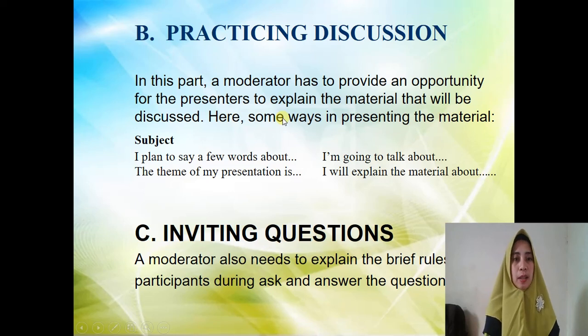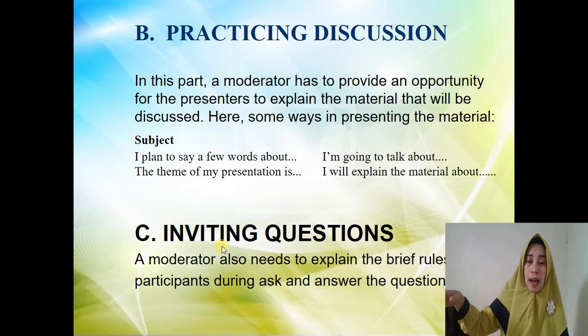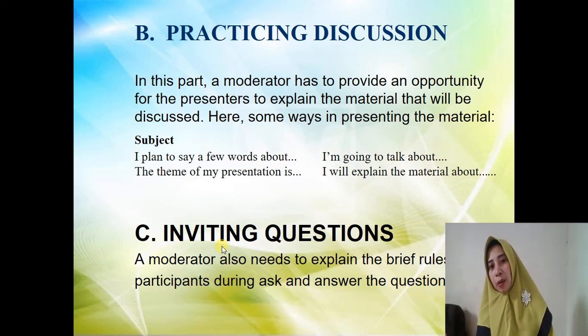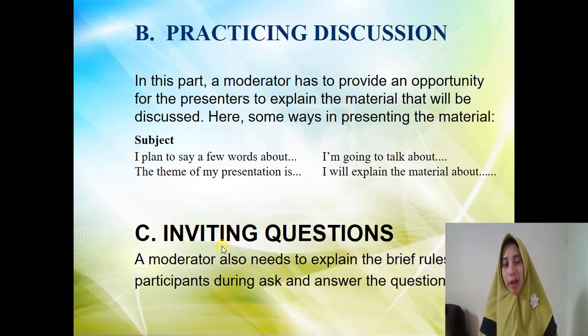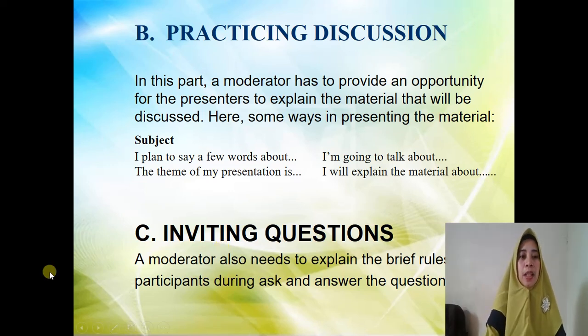Practicing discussion. Point C, inviting questions. After the presenters have explained the material that will be discussed, there are some ways for inviting questions. In point C, inviting questions, a moderator also needs to explain the brief rules to the participants during ask and answer the questions.